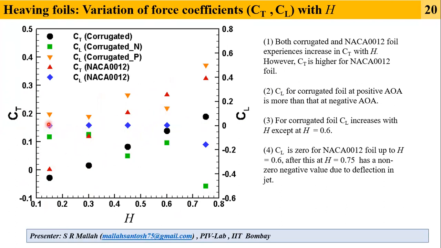Whereas if we see the lift coefficient, it is 0 throughout up to 0.6 for the NACA 0012 foil, because the wake is symmetric and the foil is also symmetric. At the highest heaving amplitude, the lift coefficient is slightly negative. It has a non-zero value because of the secondary vortex, and a slight deflection is observed in the jet. Whereas as far as the lift coefficient of the corrugated foil is concerned, it shows a non-monotonic increase, with the highest value of lift coefficient observed at 0.75 heaving amplitude.